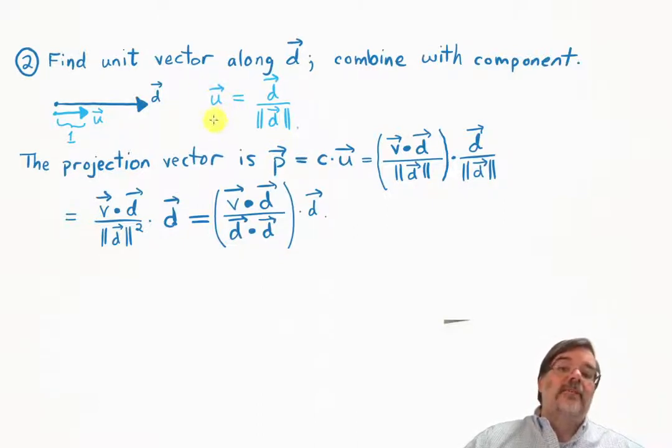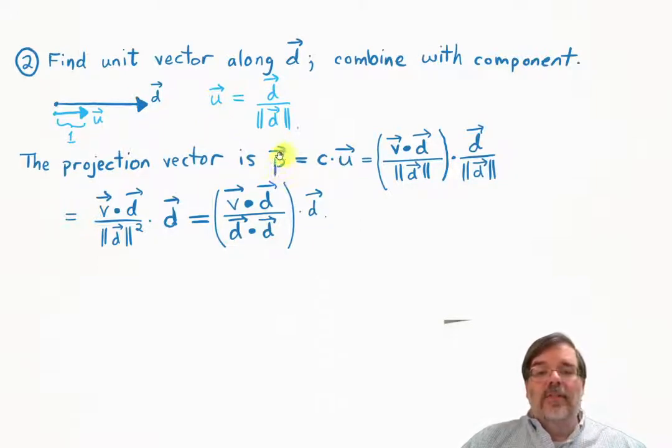And then finally, we need to combine these pieces of information. So we know that the projection vector is c times the vector u, but let's simplify that in the general case to make your life easier.